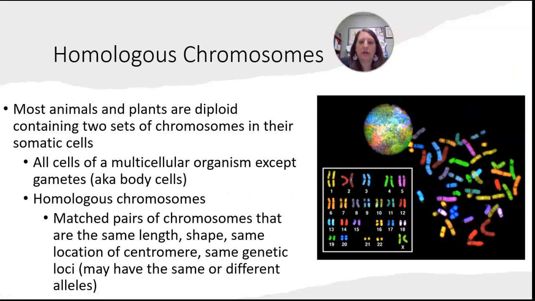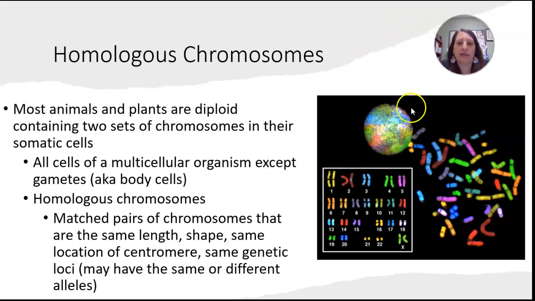And I just want to remind you of a karyotype. So again, we saw this back in chapter 10, but just to remind you of what this looks like. Most animals and plants are diploid, containing 2 sets of chromosomes in their somatic cells. Somatic cells are all of your body cells, not your gametes. When we look at diploid organisms, like this karyotype of a female, I know it's a female because she's got 2 X chromosomes, not an X and a Y like a male would.